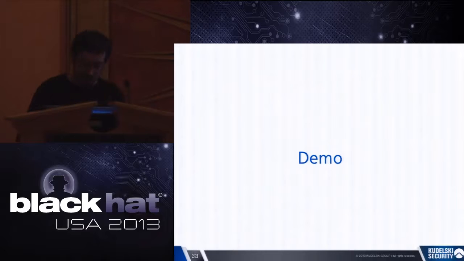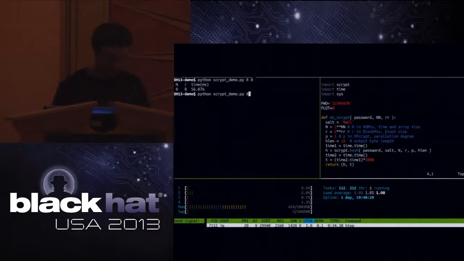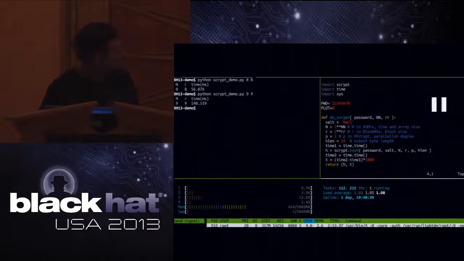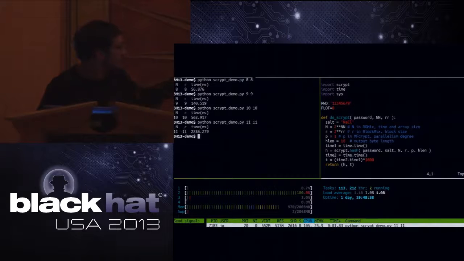I have a very quick demo to show you what scrypt is doing. Okay, so these are the values of N and R, the parameters. So 9 and 9, it takes 140 milliseconds. 10 and 10, so you see that it's multiplied by 4 approximately. And okay, so you see the linearity here.